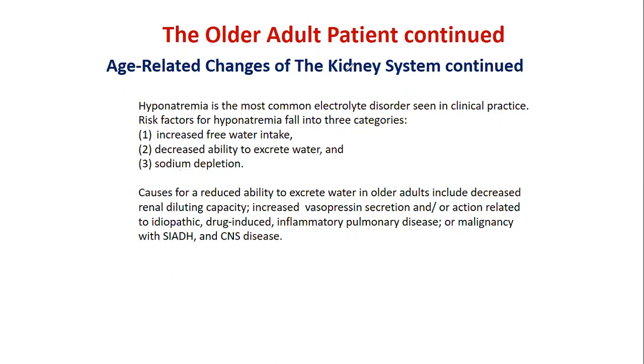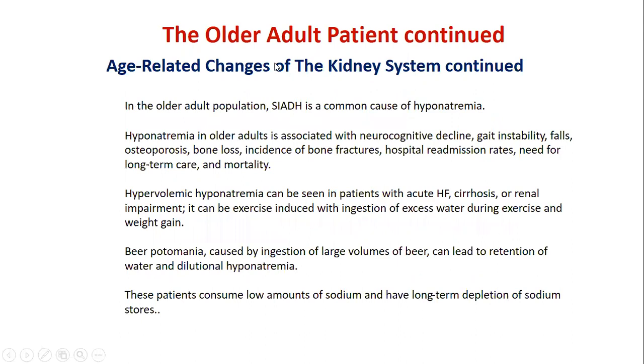What else and what next? In the older adult population, SIADH is the more common cause of hyponatremia. Hyponatremia means the sodium level goes down. In older adults it is associated with neurocognitive decline, gait instability, falls, osteoporosis and bone loss, increased bone fractures, hospital readmission rate, and also need for long-term care.